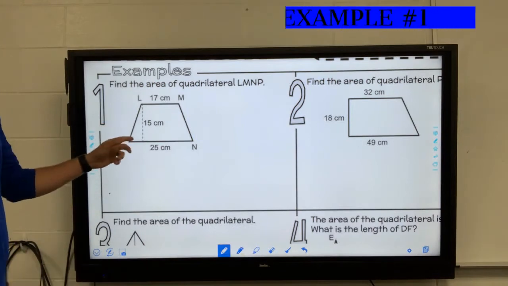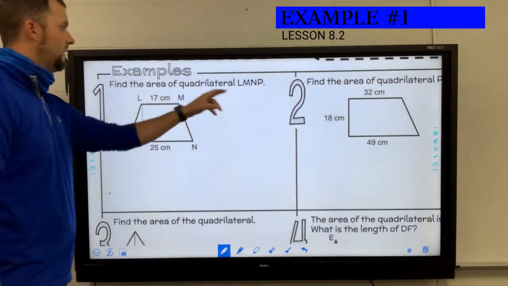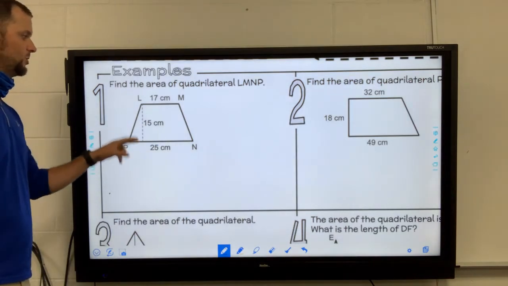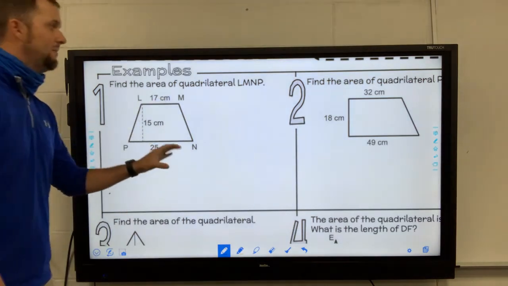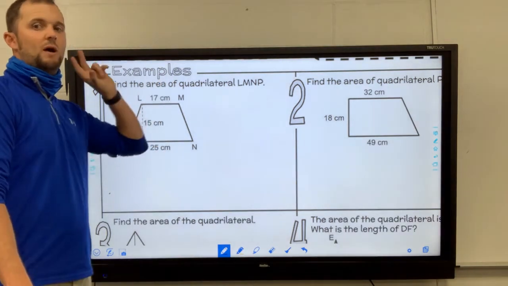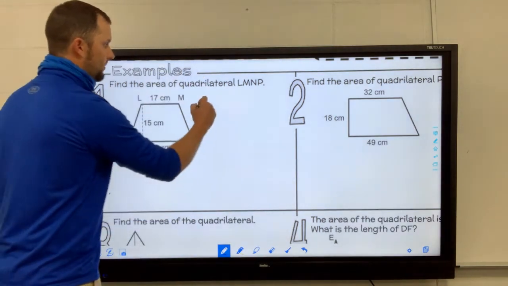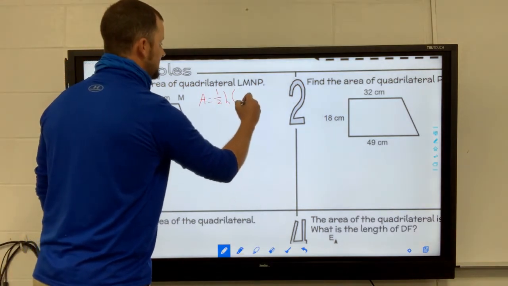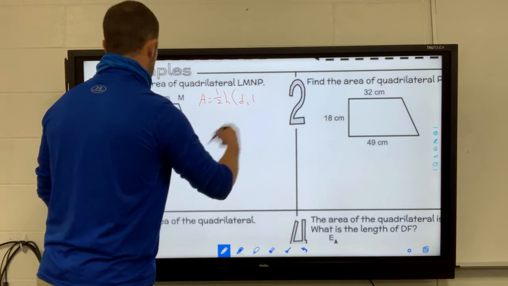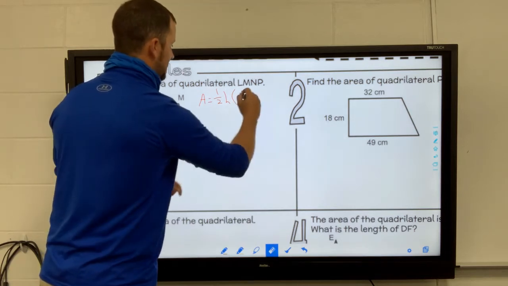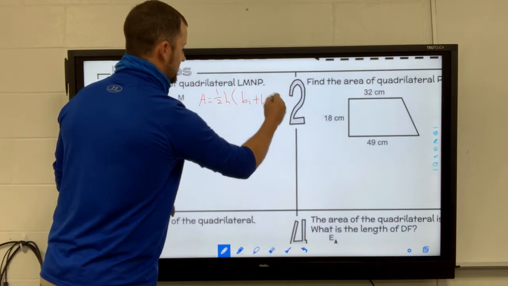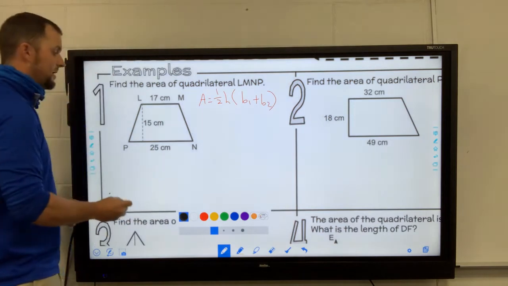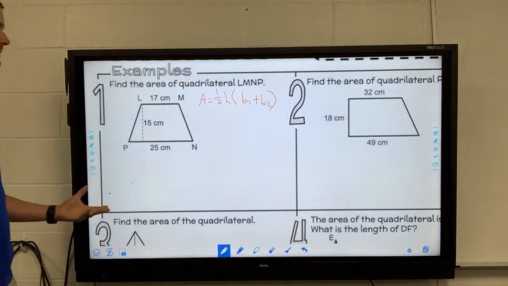All right, so look at example number 1. It says we need to find the area of quadrilateral LMNP here, okay? So right now this quadrilateral is a trapezoid. So automatically, trapezoid, you should go ahead and look at your formula. So my formula is area equals 1/2 the height, and in parentheses, I have to add base 1 plus base 2. Sorry, not diagonals. Base 1 plus base 2, okay? So remember, these are my two bases here. So all I'm going to do is plug this information in and then simplify it, and it's going to give me my answer.